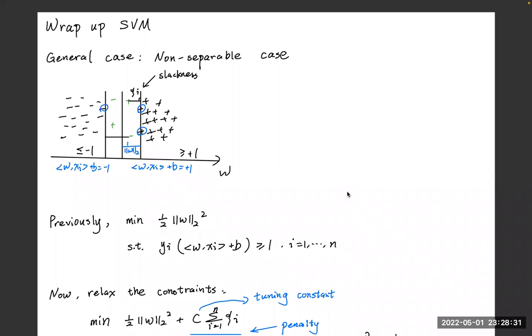Okay, so I'm going to record lecture 9, and we will wrap up SVM, support vector machine. So in today's lecture, I'm going to talk about the general case, the so-called non-separable case.